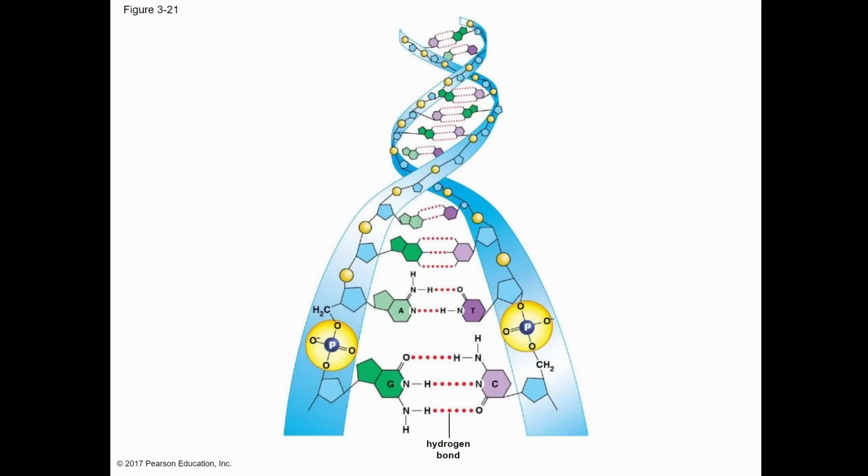Also notice all the dotted lines. These dotted lines represent hydrogen bonds, which actually hold the two strands of DNA together. And remember, hydrogen bonds may be weak, but together they're very strong.